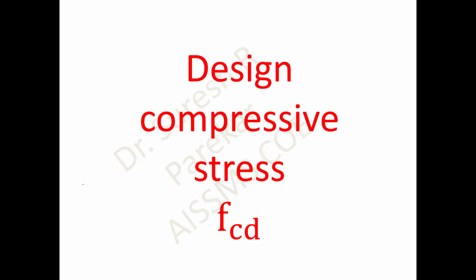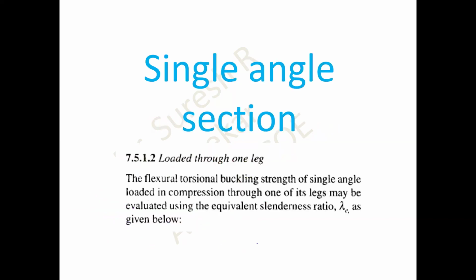Then we have second part, that is design compressive stress. Now to find design compressive strength, we require three values. First value we require, that is L effective. Second value we require, that is minimum radius of gyration. And third value we require, that is lambda, which is L effective upon R minimum. So we require these three values to find value of FCD, that is design compressive stress.